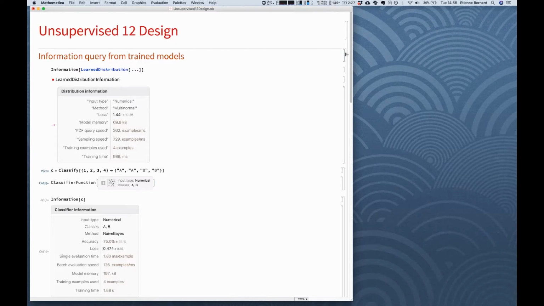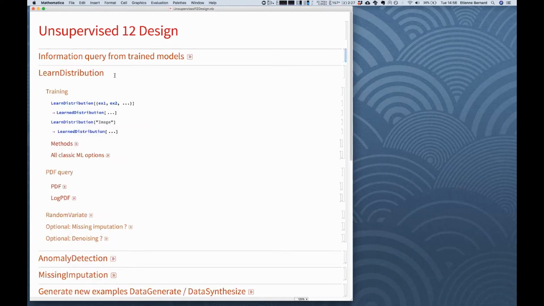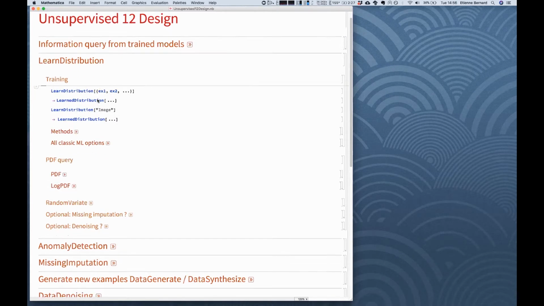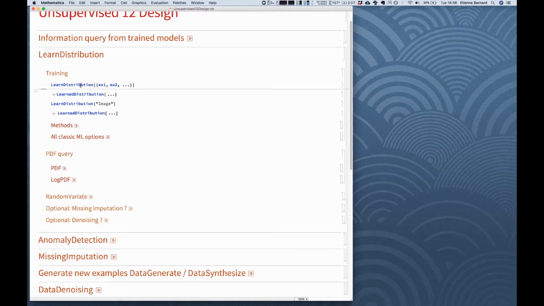Okay, so that's it for Information. Let's go to the meat of the meeting. Okay, learned distribution. We could have, if we want, built-in distribution as well. That would be good.